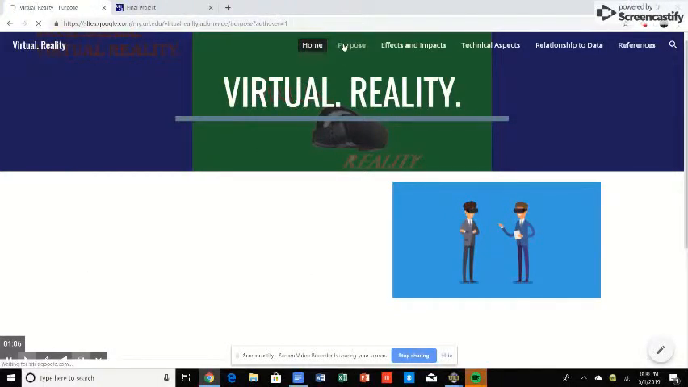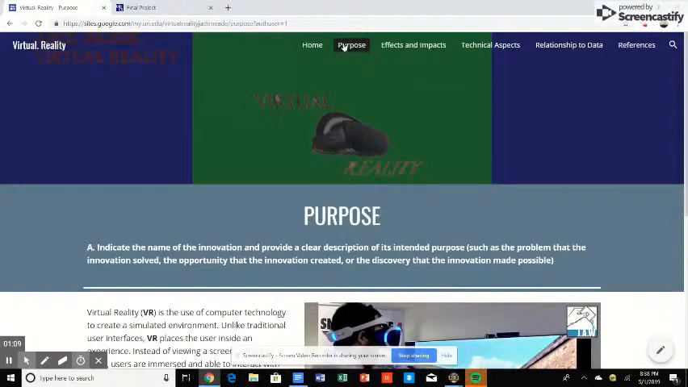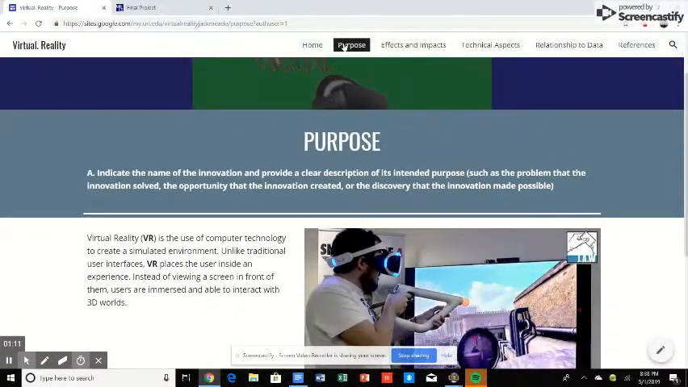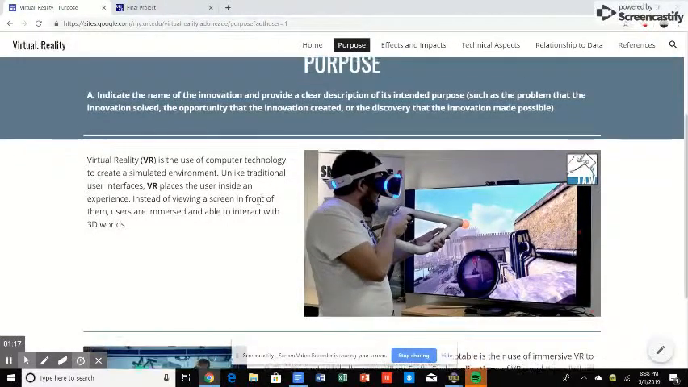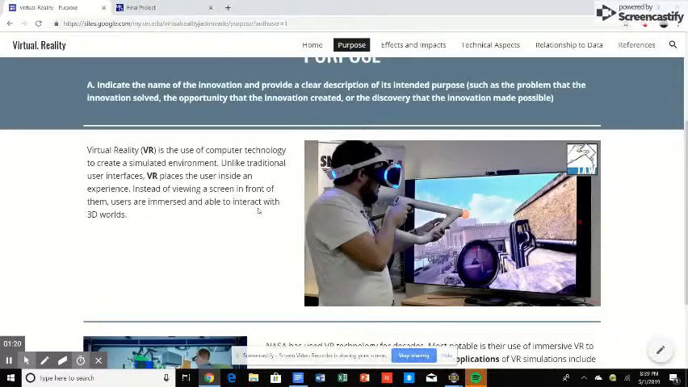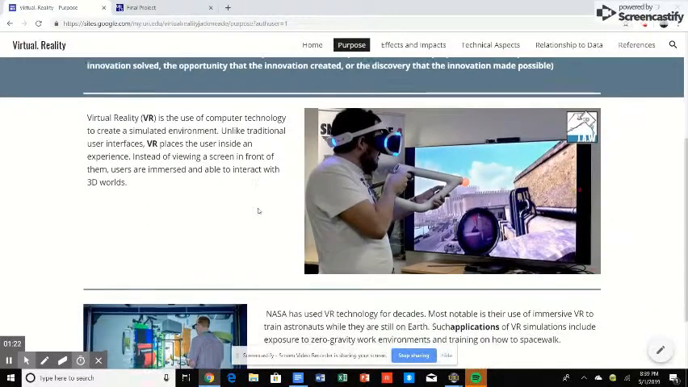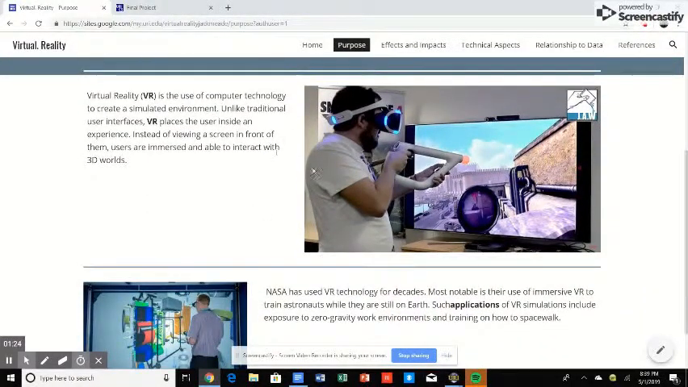So getting into parts A through H. First is A, purpose. The purpose of virtual reality is to use computer technology to create a simulated environment. Unlike traditional user interfaces, VR places the user inside an experience. So it's like a three-dimensional world inside these glasses without actually being there.